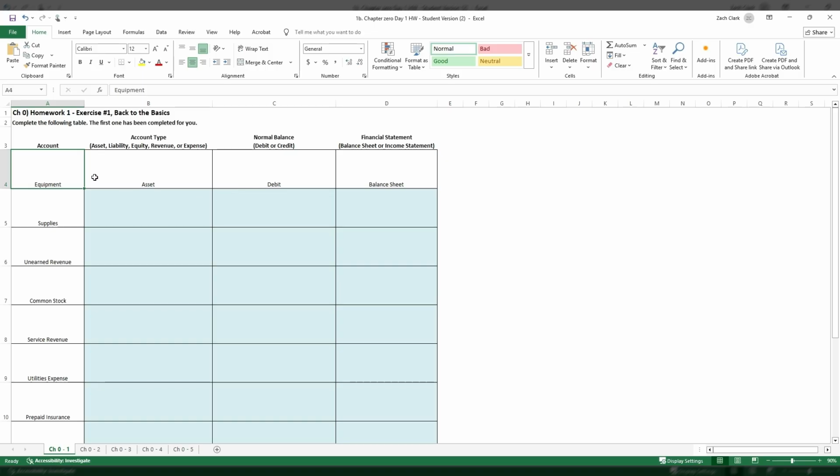Okay, so let's begin. The first one, as it mentions here, has been completed for you. We're talking about equipment here. And remember, equipment is an asset. It's something that a business owns. It has ongoing utility going forward, and you're able to generate revenues and operate a business with this type of thing. So it's an asset.